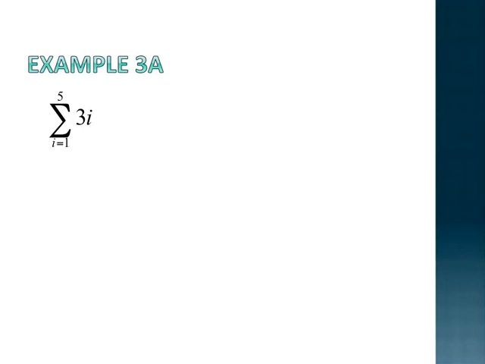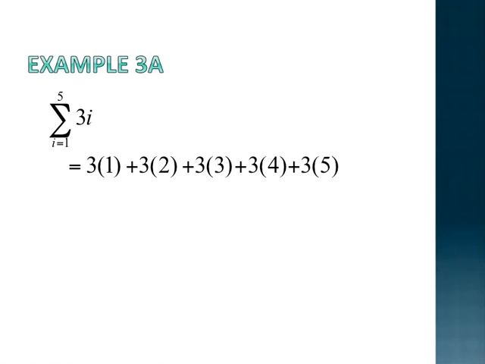So to get the first term, we would do 3 times 1. That gives us the first term. To get the second term, we would have to do 3 times 2, and so on until we get up to the 5th term. So 3 times 3, 3 times 4, 3 times 5. And we have to add all of those terms together. So this is really 3 plus 6 plus 9 plus 12 plus 15. Add those together, and that gives us 45.